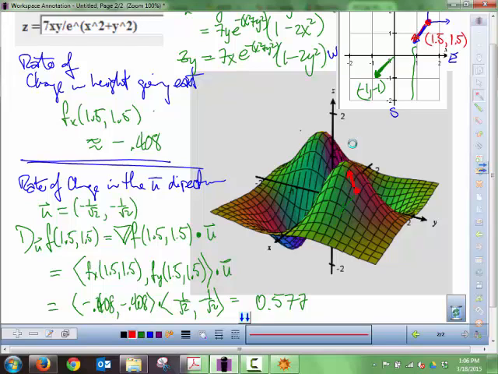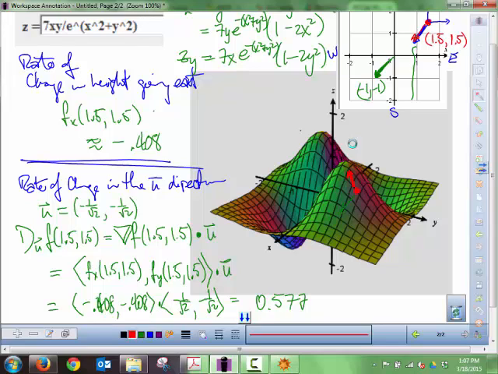So that's what directional derivatives are good for, or one of the things that they're good for. It helps you find the rate of change of something, and we use the gradient, so that's an important use of a gradient, finding directional derivatives. Are there any questions about this?